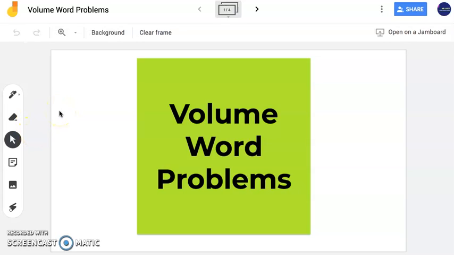Hello, today we're going to continue learning about volume. You are going to be given a few word problems in today's activities. When you have each word problem, it is very, very important that you read the entire problem before determining how to solve.